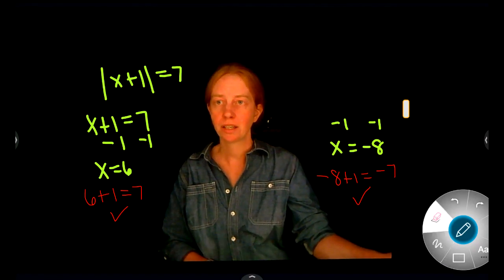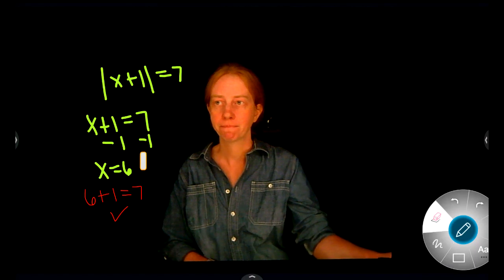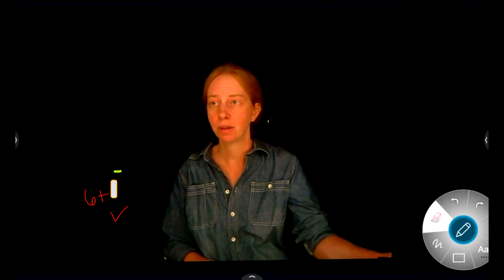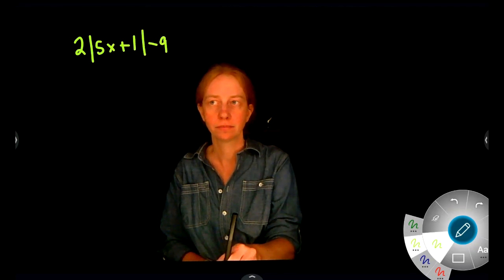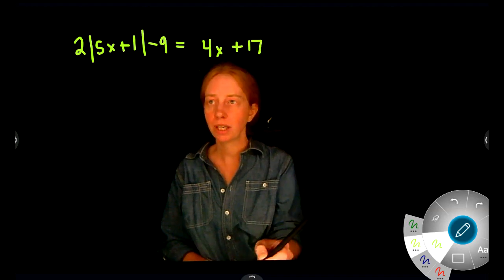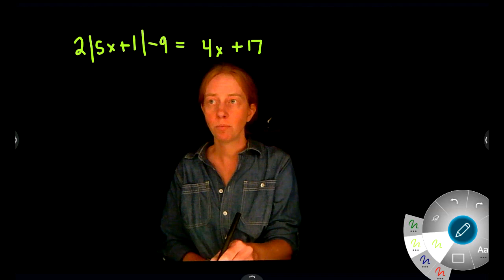Let's go ahead and do this with a more complex problem. What we're going to do first is solve for whatever's in the absolute value bars. So let me show you what I mean if you had a complex problem. Okay, so this is pretty complex. We have something in the absolute value bars over here. We need to get this all by itself. So that's what we're going to do first.